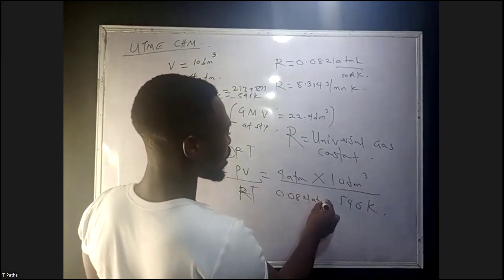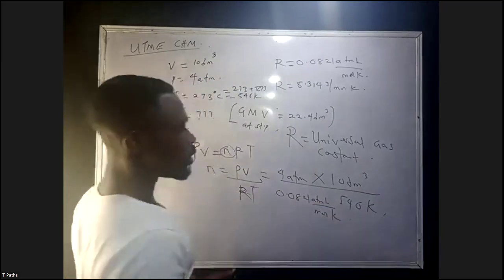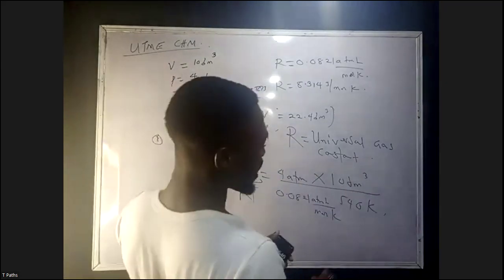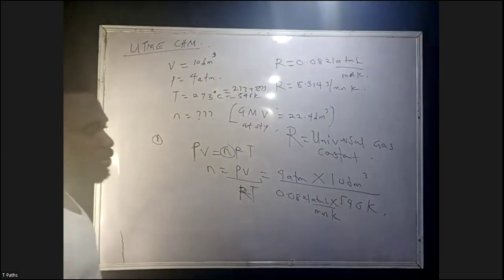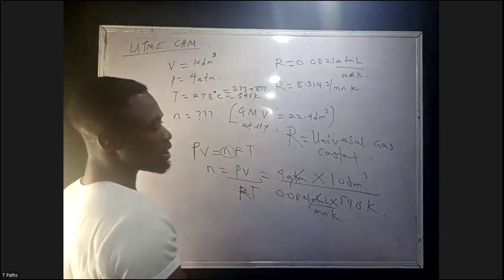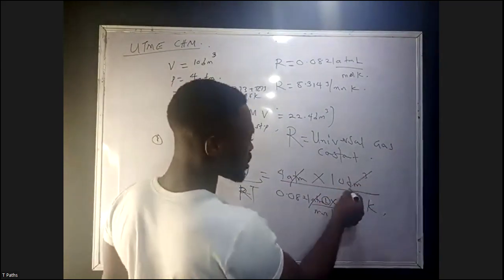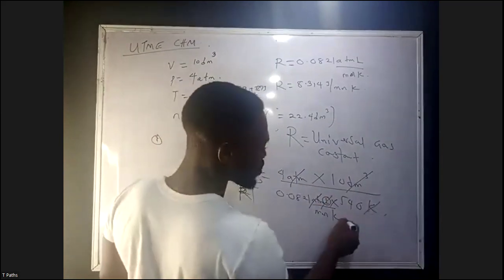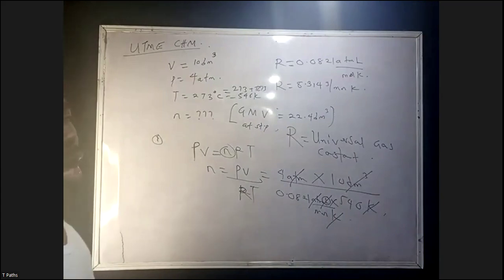So you can now complete this and get your number of moles. What you see is that the atm here will cancel the atm here. This liter is the same as dm cube, so it cancels out. Kelvin cancels out Kelvin, so you're only left with moles. Am I making any sense?